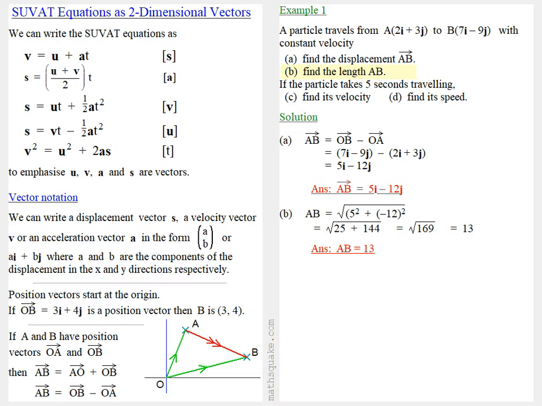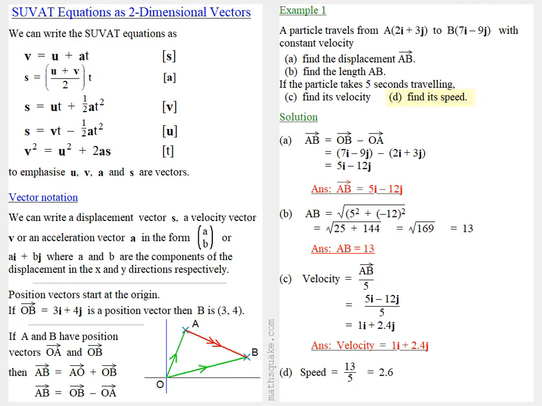If the particle takes 5 seconds travelling, in part c, find its velocity. Well, the velocity is the displacement vector divided by the time. So that's 5i minus 12j all over 5, which is equal to 1i minus 2.4j. So the velocity is i minus 2.4j. In part d, we're asked to find its speed. Well, the speed is the distance divided by the time, and we know the distance AB is 13. So the speed is 13 divided by 5, which is 2.6. So our speed is 2.6 units per second.